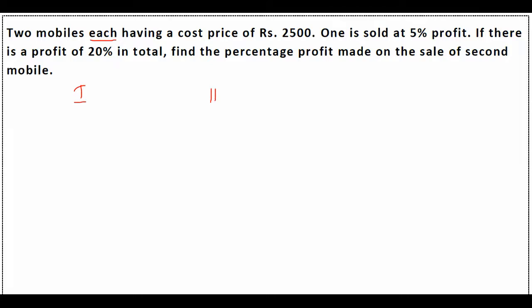First mobile, second mobile. Here the cost price is 2,500, and here also the cost price is equal to 2,500. One is sold at 5% profit. I am selling the first mobile at 5% profit. If there is a profit of 20% in total, okay, this is not for the second mobile, this is total. So I am putting here total.